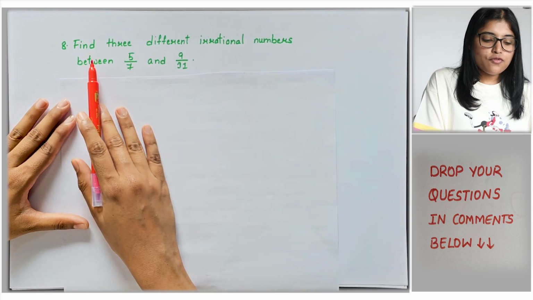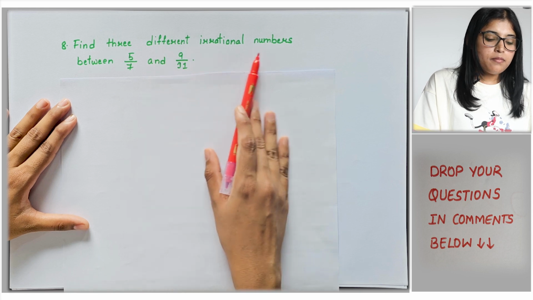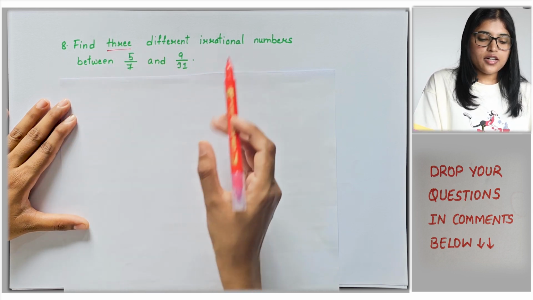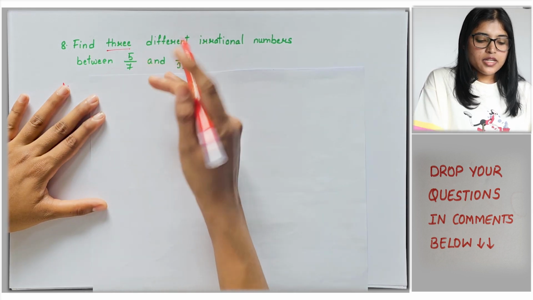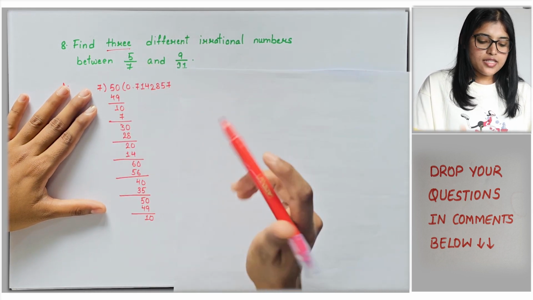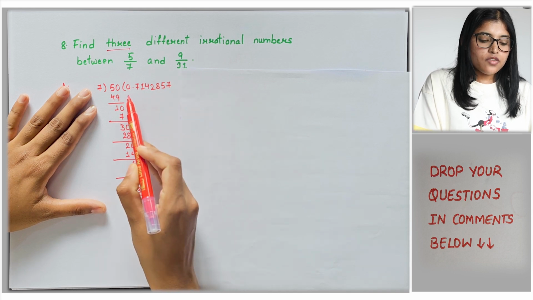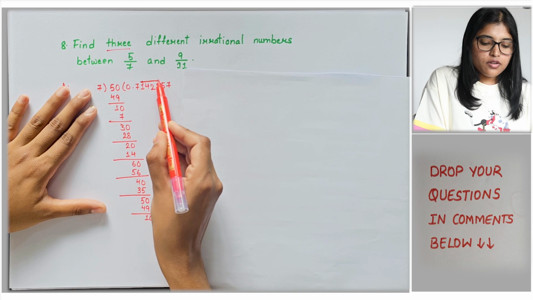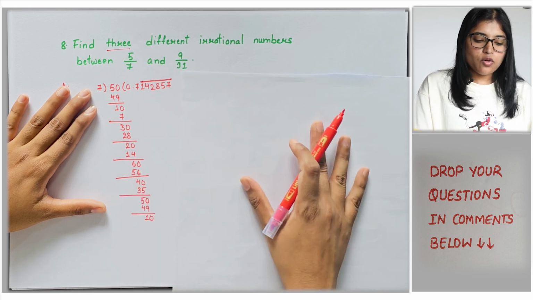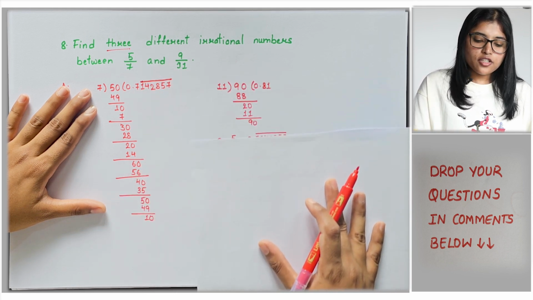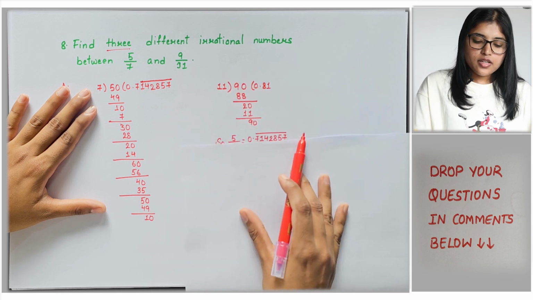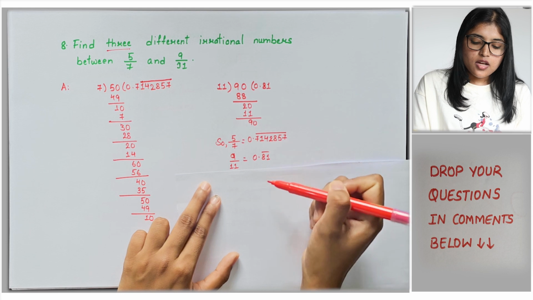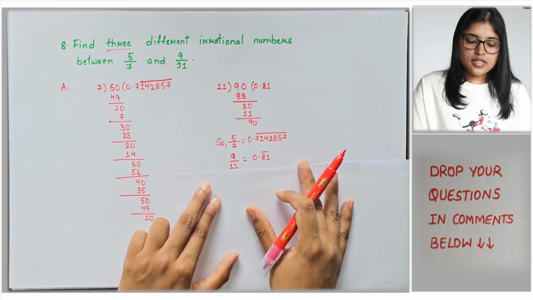Eighth question asks us to find different irrational numbers between 5 by 7 and 9 by 11. So we have to find 3 different irrational numbers. Let's start with the decimal expansion of 5 by 7. The decimal expansion of 5 by 7 gives us 0.714287, where 14582857 is the recurring one, and the decimal expansion of 9 by 11 gives us 0.81. So now we have 0.71 and 0.81 as recurring decimals over here.